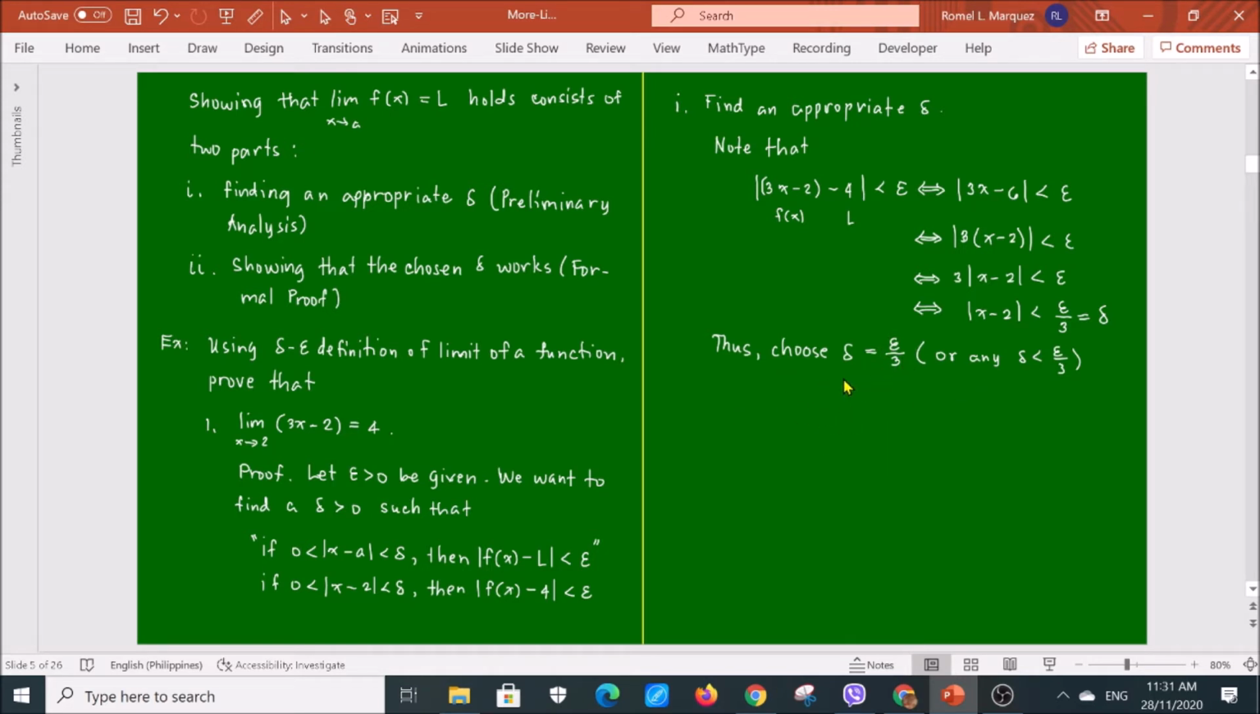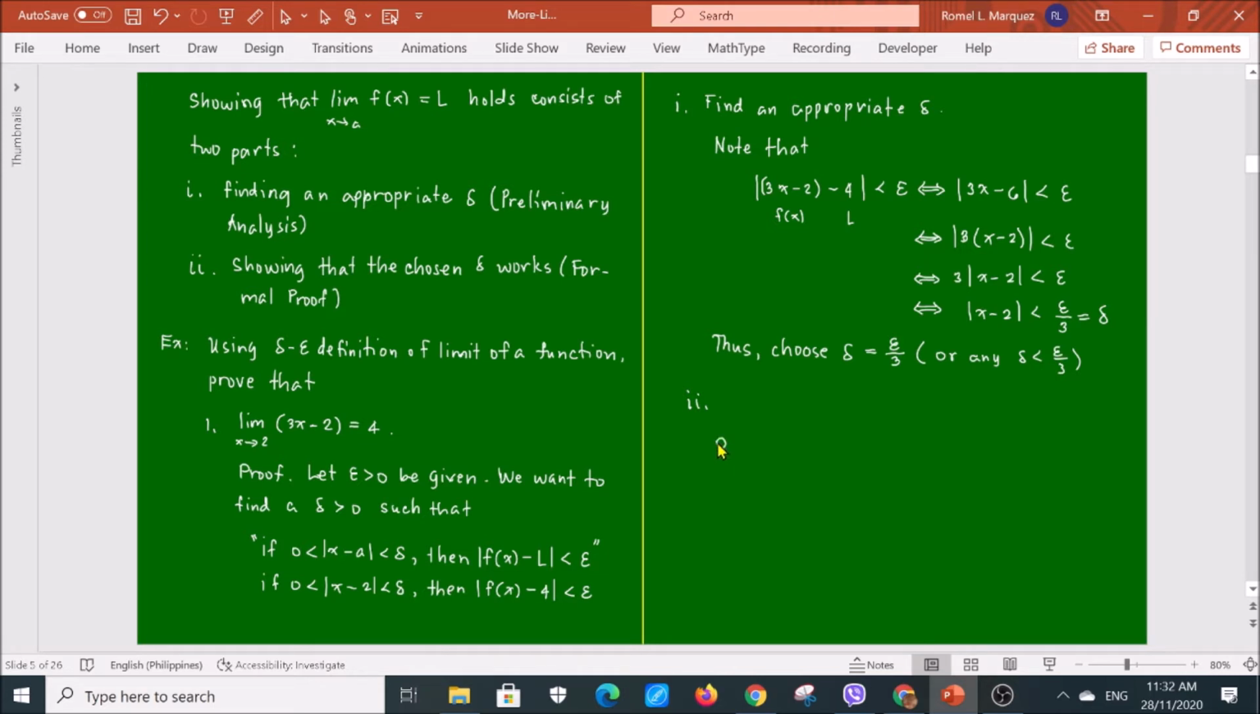Now, we know already the delta. So let's see if this chosen delta will really work. If this delta will really work, then this is really true. So we have to verify that this is really true. That's what we want to prove. So again, we want to prove that this delta works on this statement. Meaning we have to show that the absolute value of f of x minus 4 is less than epsilon, for the chosen delta. So what is our chosen delta? Our delta is epsilon over 3.